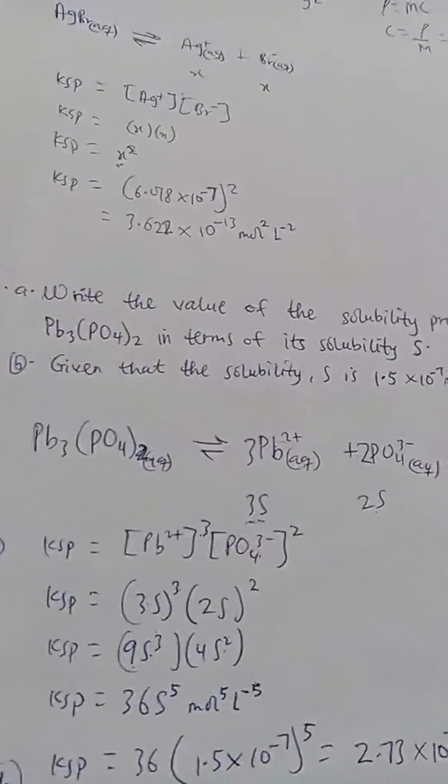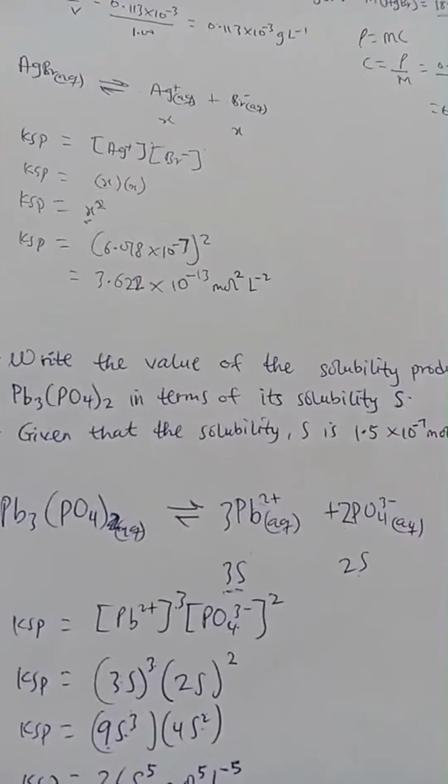So this will give us 2.73 by 10 to the power minus 33 mole to the power 5, L to the power minus 5. So this is how we can calculate for solubility products. We've been able to solve the first two questions.